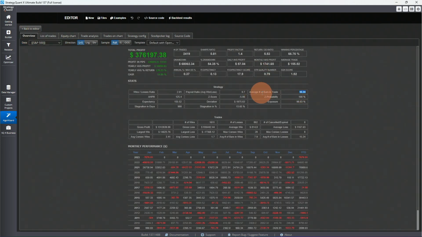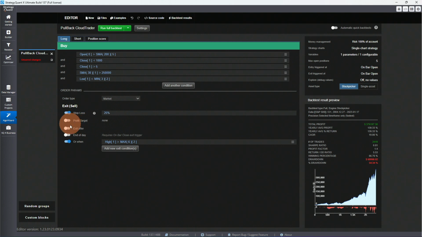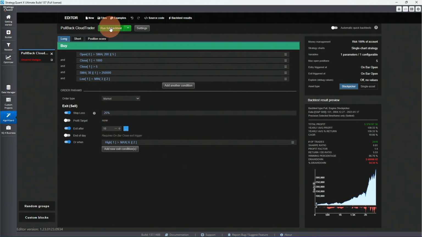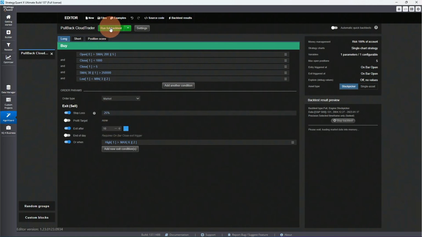Look at this. The average number of bars in a trade is around 10. So if we add the exit after number of bars, let's add 10. Remember, this doesn't happen in exactly 10. Sometimes it happens, I mean, we can check. Average number of bars in wins is 7.9, in losses 15. So it's not the same, but the average is 10, and 10 is a good start to test. So let's see if 10 makes a difference.